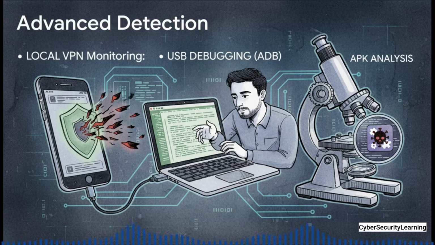For even deeper analysis, you can plug your phone into a computer and use something called the Android Debug Bridge, or ADB. It lets you run commands to inspect everything. And for the ultimate proof, you can actually decompile an app's installation file, the APK, and look at the raw code to find the malicious parts yourself.